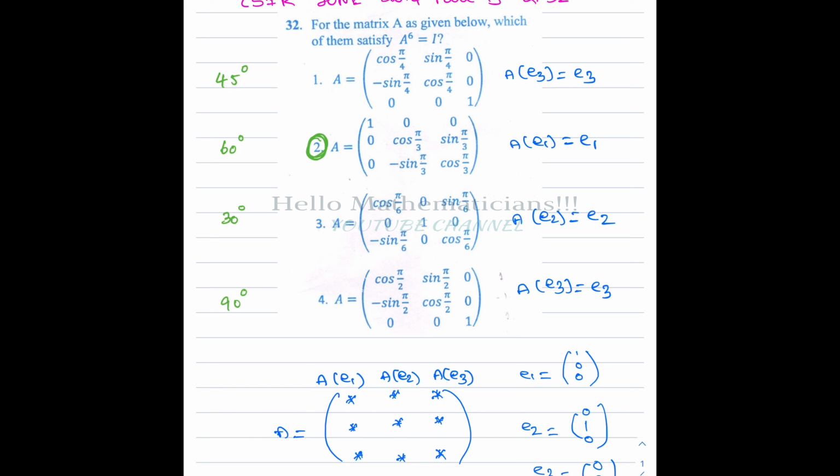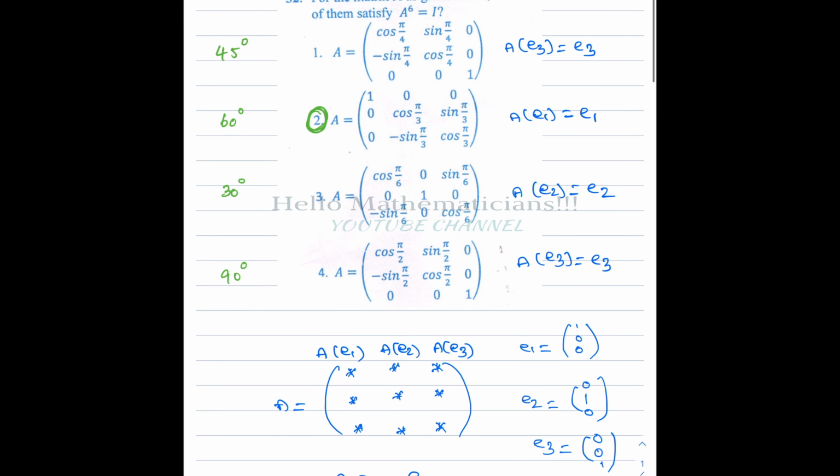So let's see how to visualize matrices and how to visualize their action on Euclidean space. That is what this problem is about. Let's see the question. For a matrix A as given below, which of them satisfy A power 6 equal to identity? So if you act A on a vector six times, you should get back the vector. That's what it means to say A power 6 equals identity.